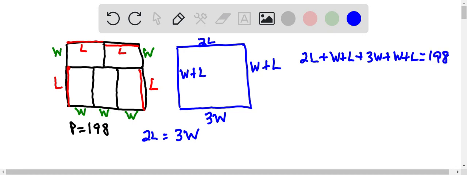Now, I'm going to use this fact right here. So I want to put all the L's in groups of 2. That would certainly help. So we have a 2L here. Let's combine these W's, W, 3W, and another W. And then we have these L's. Let's put them together.